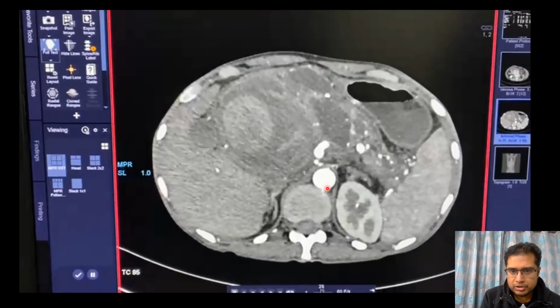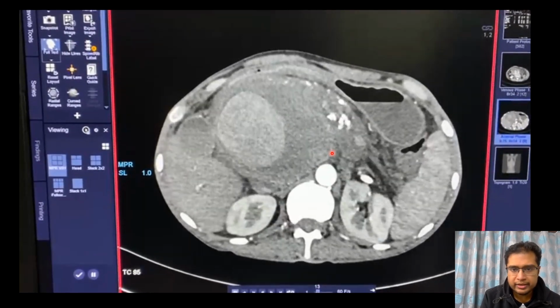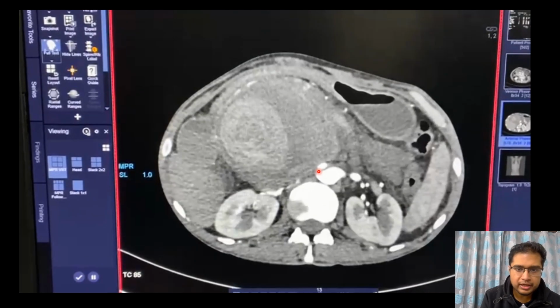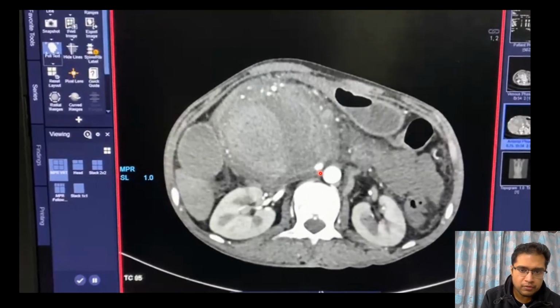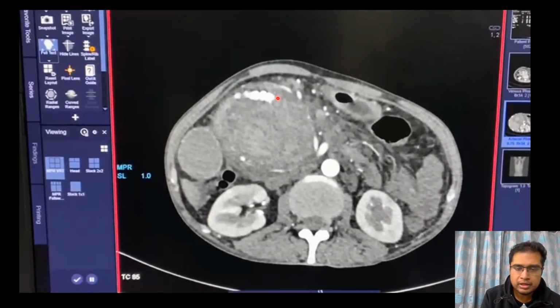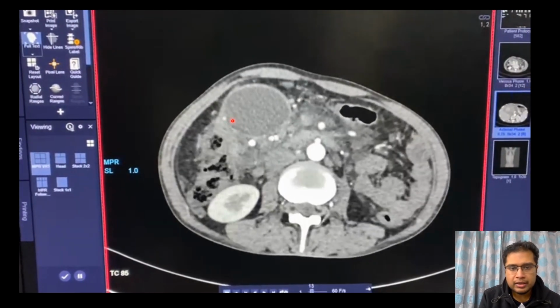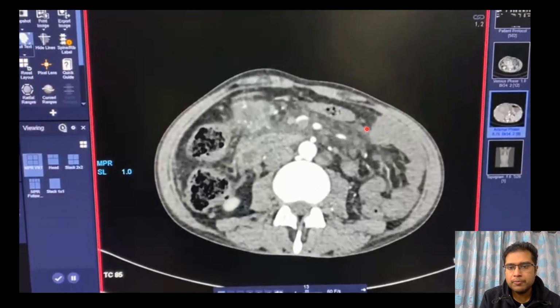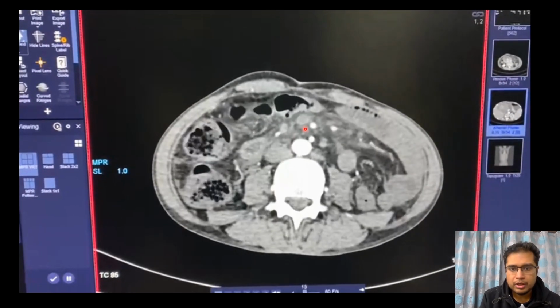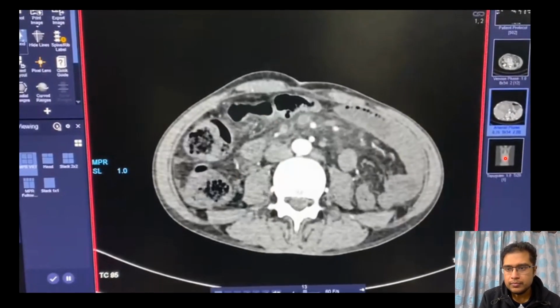This is the first branch of the aorta, that is the celiac trunk. Then comes the superior mesenteric artery, from which a small vessel is actually arising, which is giving rise to this aneurysm. There's a lot of fat stranding, multiple pockets of collection are seen, a lot of nodes are seen. So the aneurysm was actually arising from the inferior pancreaticoduodenal artery, which is a branch of the superior mesenteric artery.